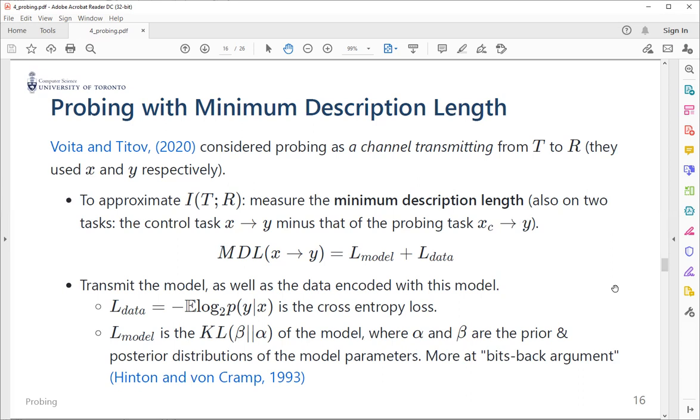And the code length of the model, on the other hand, is just the KL between the posterior and the prior parameters of the model. So why can the code length of the model be described with this KL? There are more discussions on the bits-back argument in the Hinton and van Camp 1993 paper. So we are going to skip the bits-back argument, and we'll just consider that we can use this KL to approximate the code length of the model.